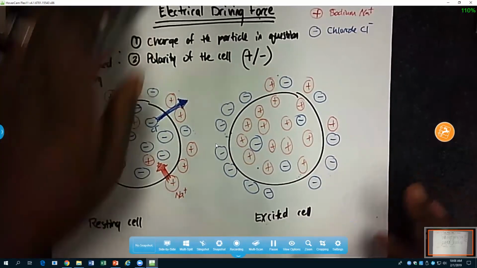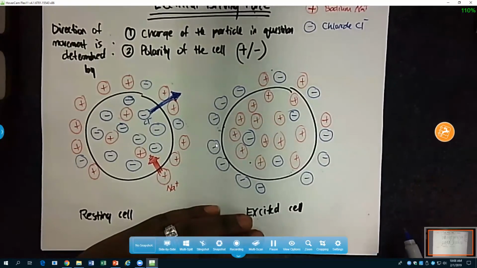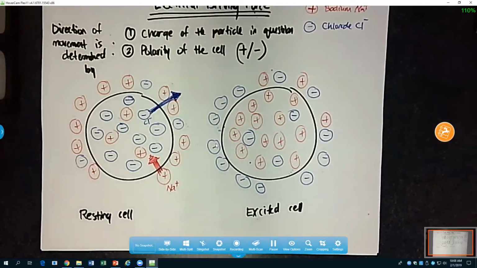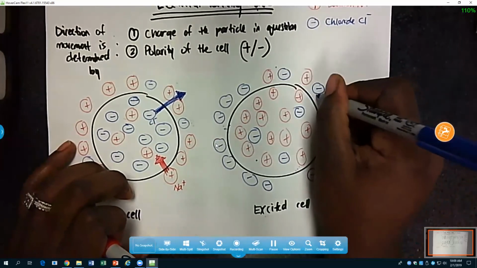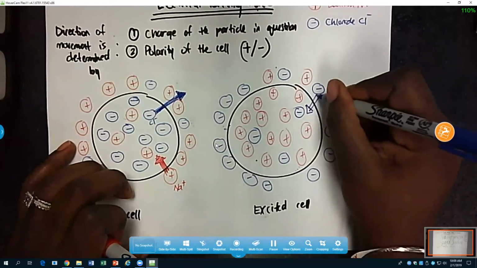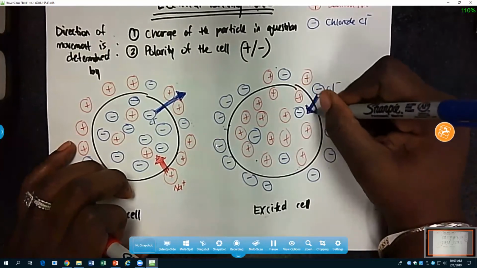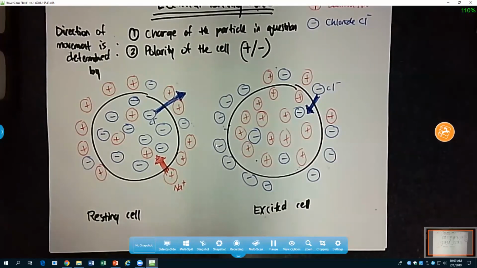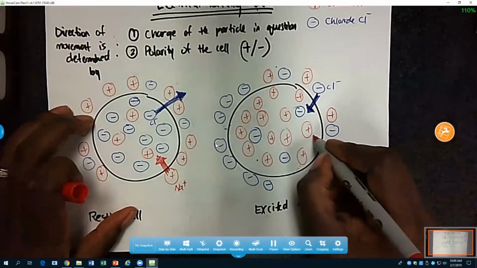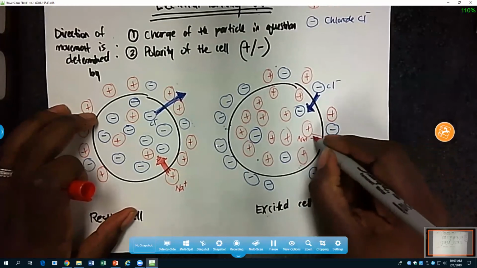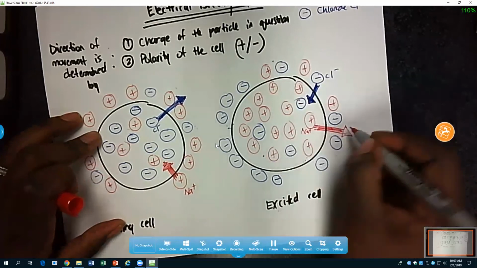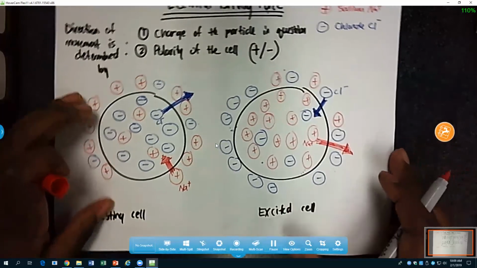Let's take the opposite. Let's take the excited cell. Now, where is chloride in higher concentration? It's going to be outside, right? So as a result, chloride here wants to move into the cell along its electrical gradient, and sodium wants to move out of the cell. Put sodium here, along its electrical gradient.